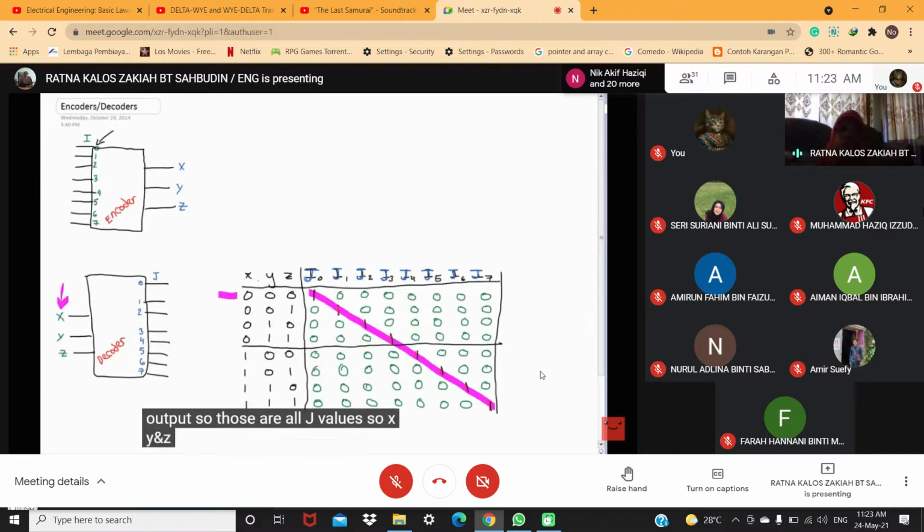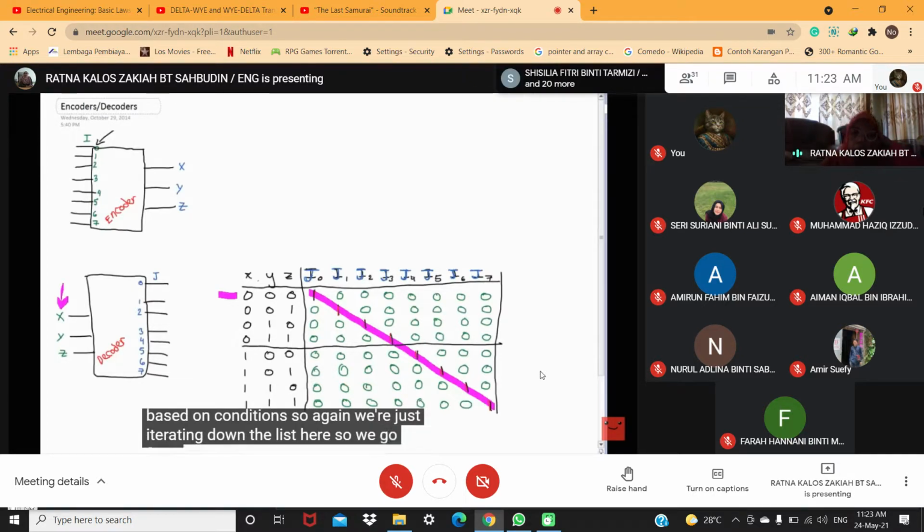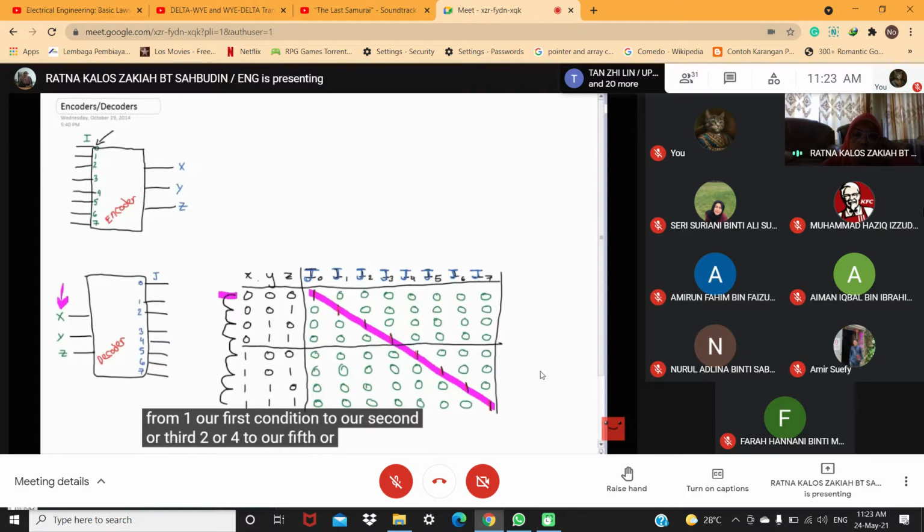So when x, y, and z are all zeros, then our first output will go out. When x, y, and z are 0, 0, 1, our second output will go out. It's just based on conditions. So again, we're just iterating down the list here. So we go from our first condition to our second, to our third, to our fourth, to our fifth, to our sixth, to our seventh, to our eighth. And we're just following the diagonal once again.